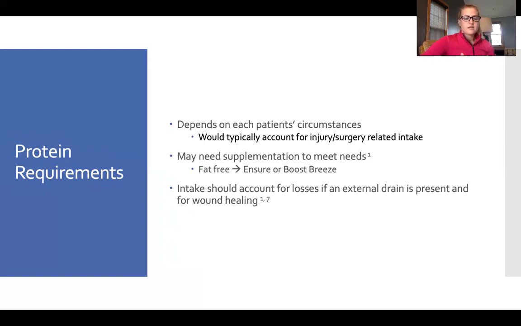So the chyle leak contained fat and protein, so if they have a high output, we want to make sure that we're replenishing them with enough protein as well as calories.